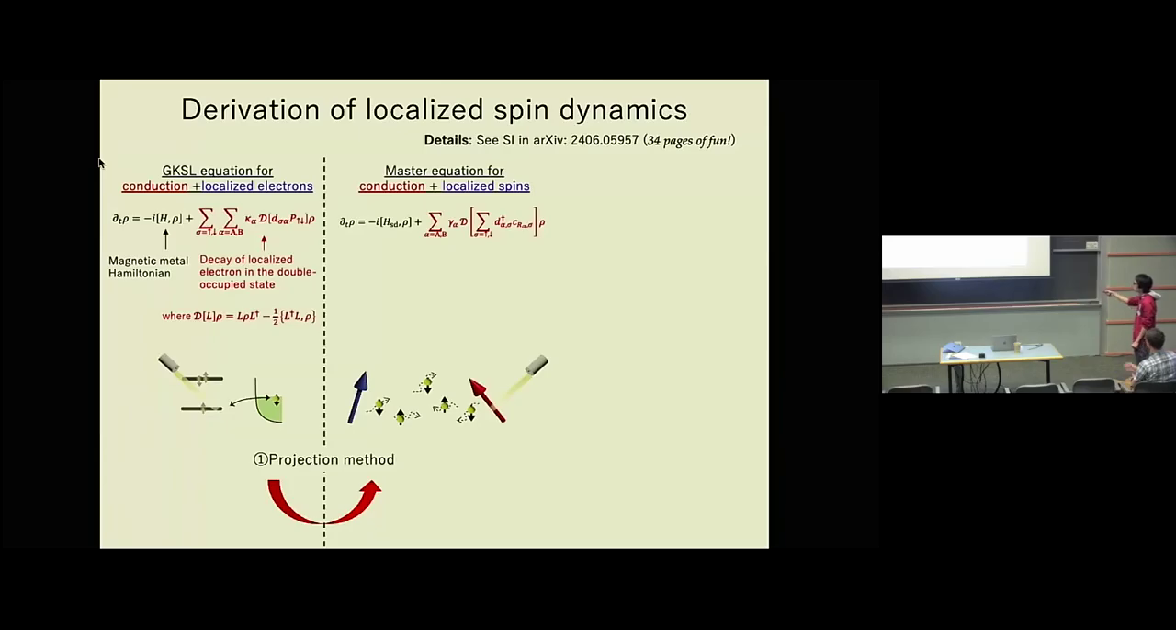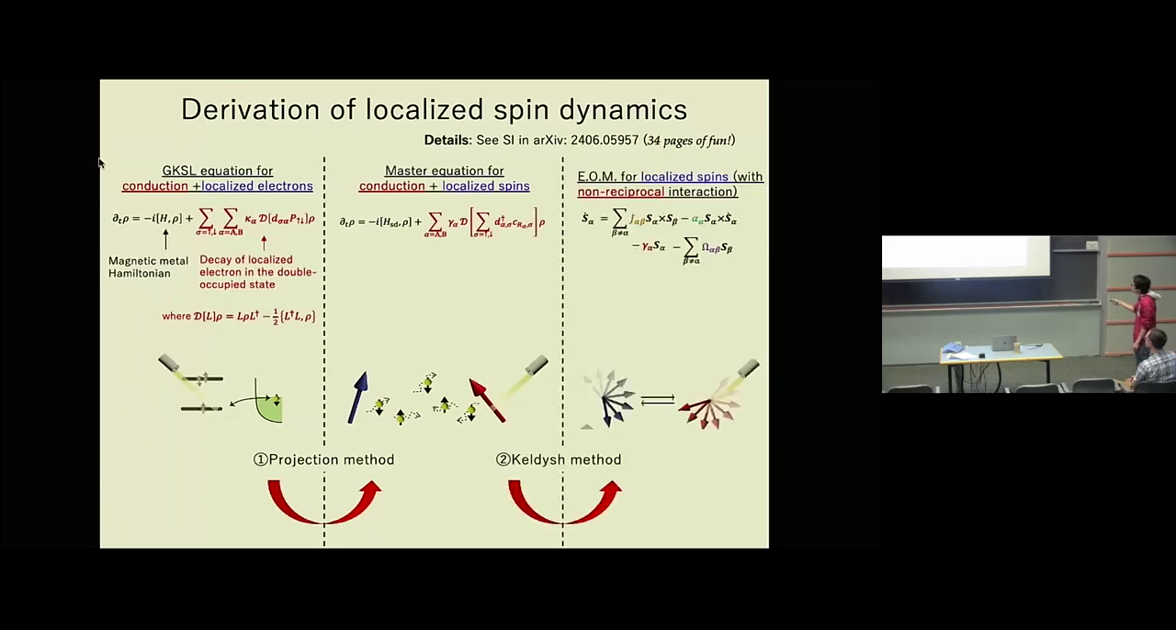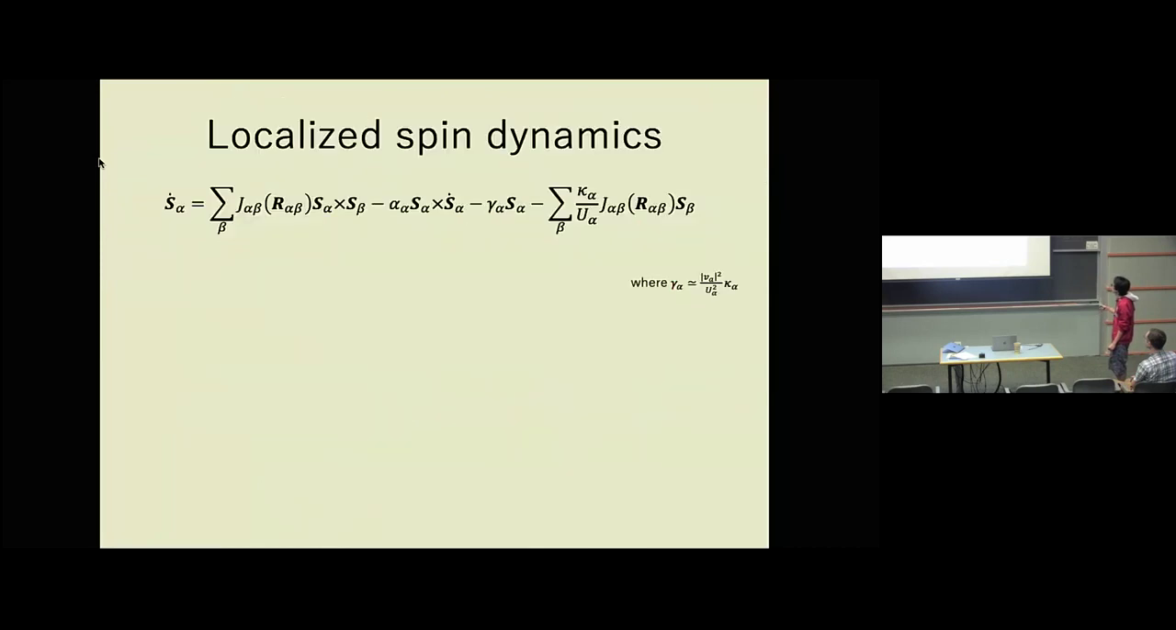Okay, and then the final step is to integrate out the conduction electrons because you don't really care what's going to happen to them. By using this Keldysh path integral method, and doing some mean field approximation and so on, you happily get the non-reciprocal interactions. And I think because the time is over, I'll stop here. Thank you for your attention.